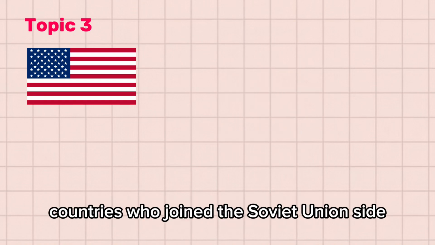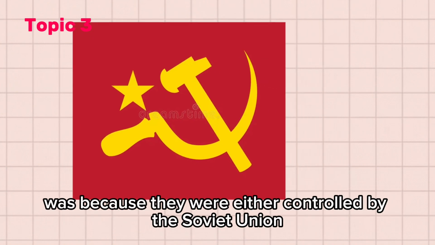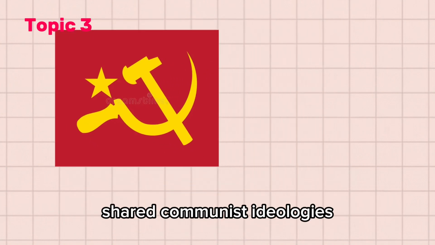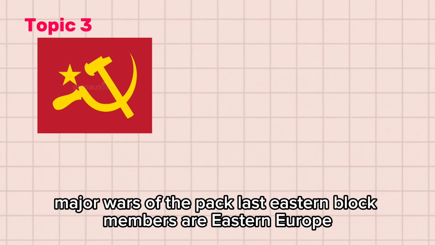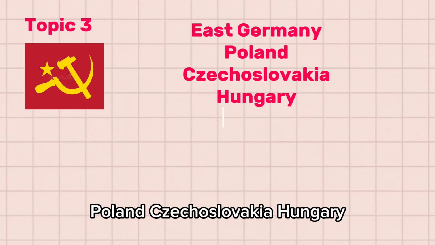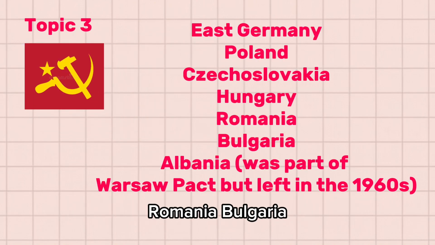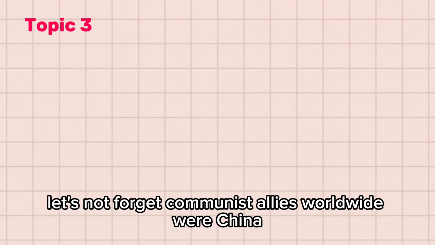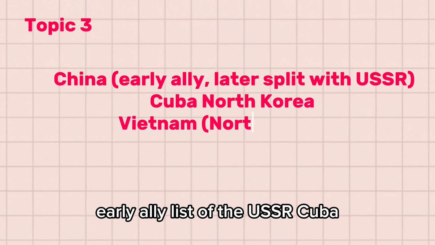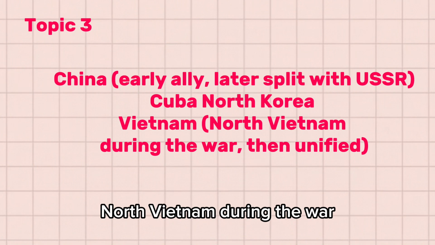On to the Soviet Union side. Countries who joined the Soviet Union side was because they were either controlled by the Soviet Union, shared communist ideologies, or relied on the USSR for protection. Major Warsaw Pact/Eastern Bloc members are East Germany, Poland, Czechoslovakia, Hungary, Romania, Bulgaria, Albania, which was part of the Warsaw Pact but left in 1960. Let's not forget communist allies worldwide were China, early ally, later split up with the USSR, Cuba, North Korea, Vietnam, during the war, then unified.